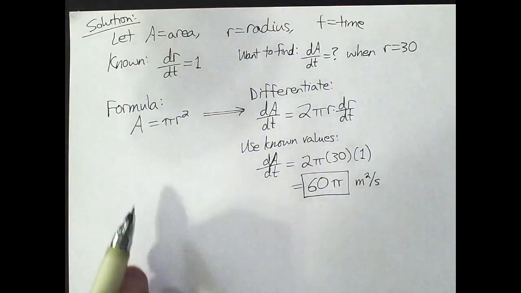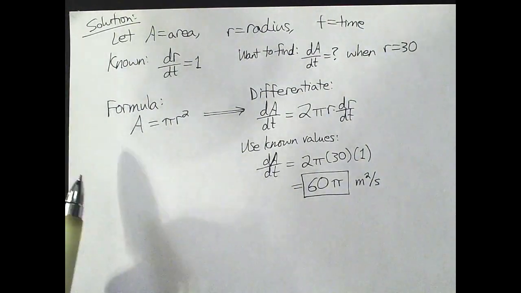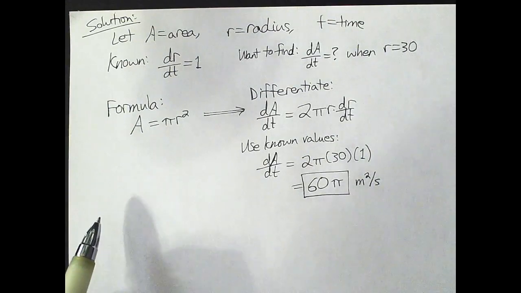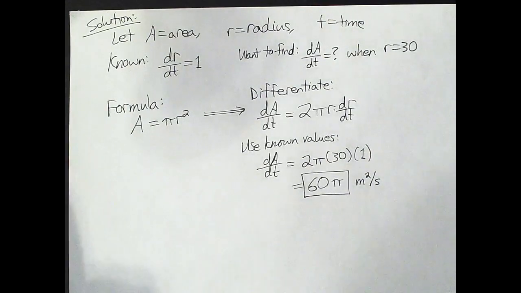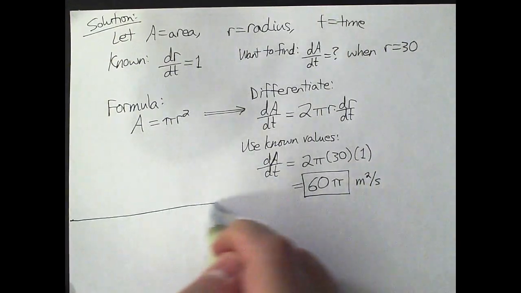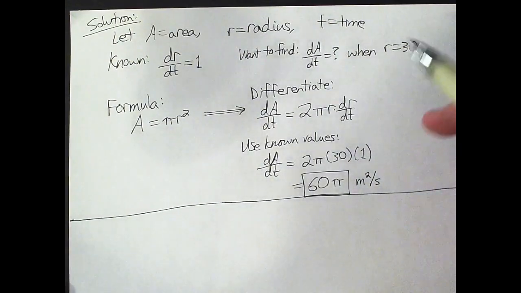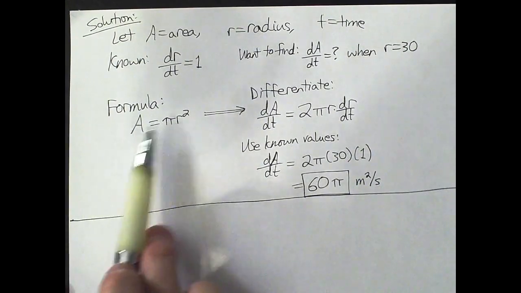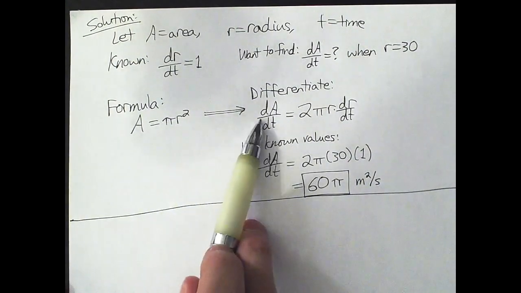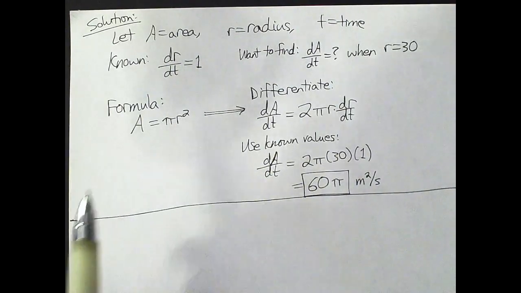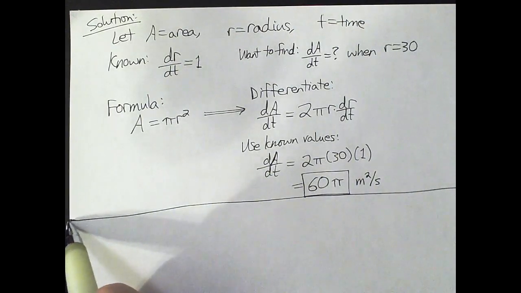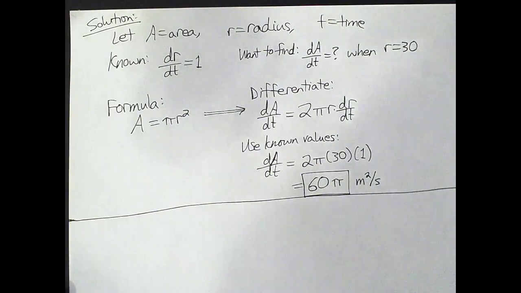So we didn't write so much this time. This time it took up, for me, about a third of a piece of paper. Not bad. This is probably about the amount that I would write for a related rates problem. Now, granted, the formula for this one, the area of a circle, is relatively simple, so there weren't that many steps, but still, you could typically write this amount.